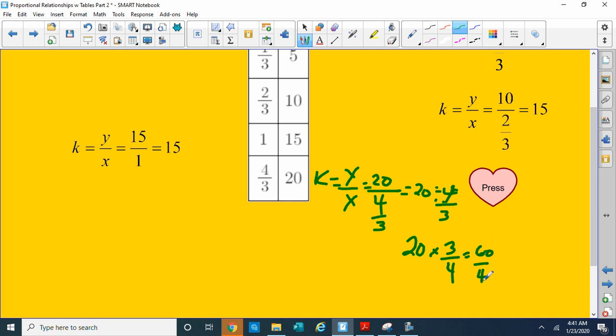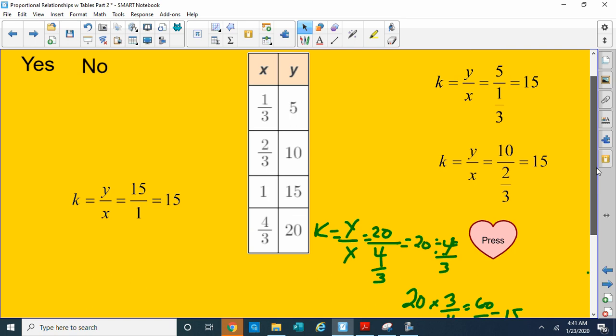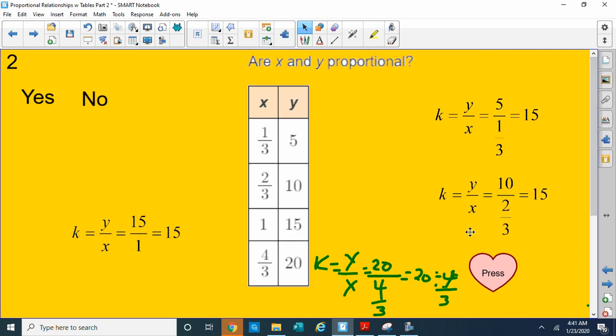If you forgot how to divide by fractions, check out my other video. 60 divided by 4, guess what that equals? 15. So all of these equal the constant of proportionality of 15. So we're in great shape here. This one is definitely a yes, because they all happen to be equal to 15. So that happens in the chart every now and then.